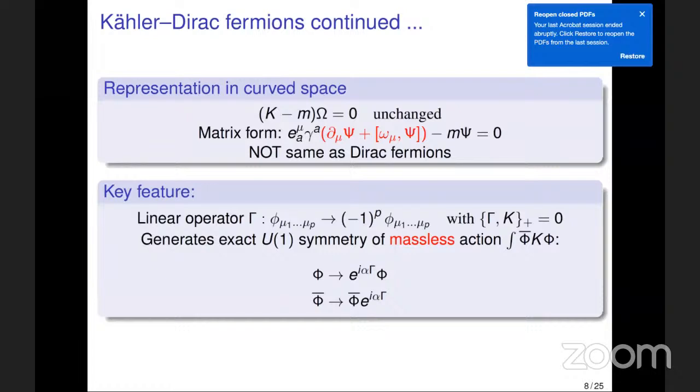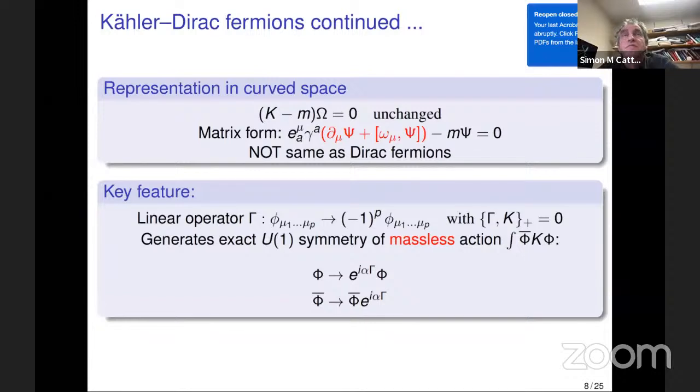Can I add a question? Sure. When you say that you don't need all the conditions for the Dirac fermion on curved space, do you mean that you don't need the orientation of the manifold? Do I mean that? Yes, I believe you can do it on non-orientable manifolds too.